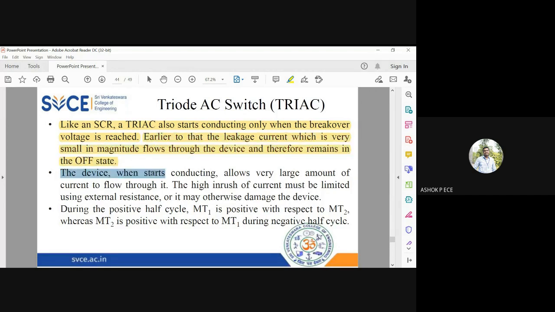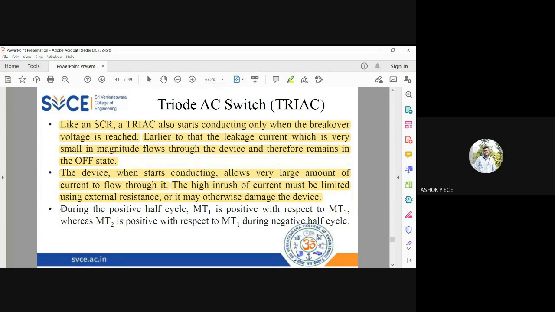The device is going to conduct after the breakover has happened, and a very large amount of current is going to flow through the device. Since such a huge amount of current flows, if you don't put any external resistance in the circuit, the device will burn or break down, because conventional semiconductor devices cannot withstand a huge amount of voltage or current. So the moment the device is turned on, an enormous amount of current is going to flow, and you can handle that only by using a resistance in the external circuit. Otherwise, the device may get damaged.